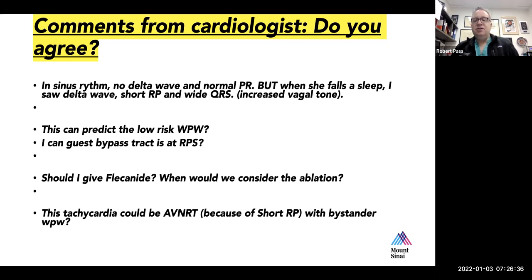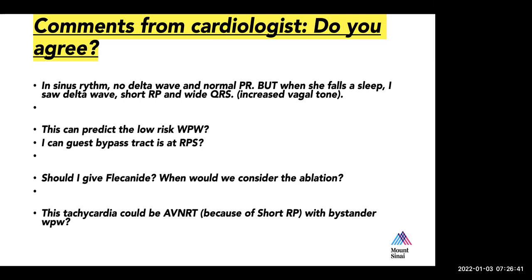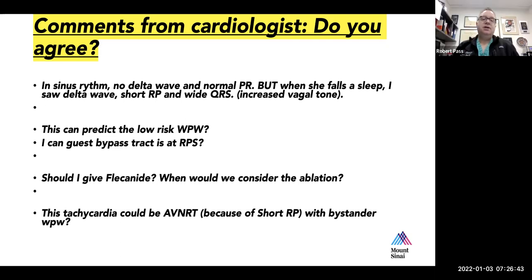And what would be the disadvantage of cryo, do you think, Dave? More likely for the pathway not to be successfully ablated. That's right. You can have recurrence risks much higher with cryo.